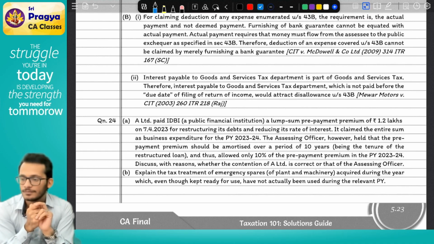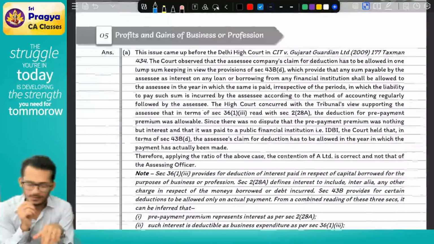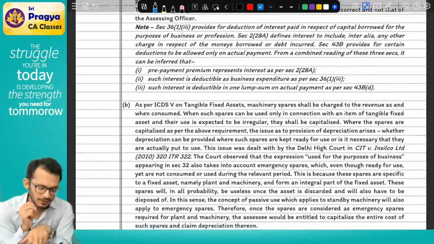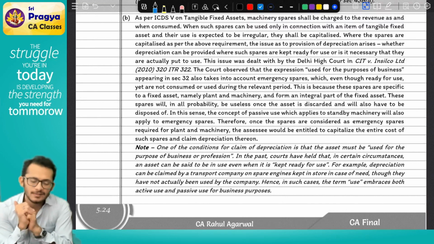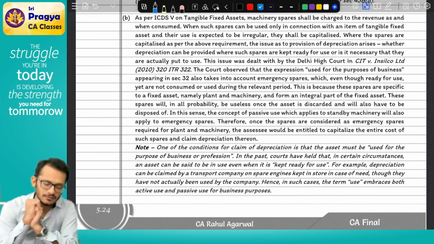Yes. Why? Because it's a passive use asset. If it's a passive use asset, you are eligible for deduction. See, as per ICDS 5 on tangible fixed assets, machinery spares shall be charged to revenue as and when consumed.